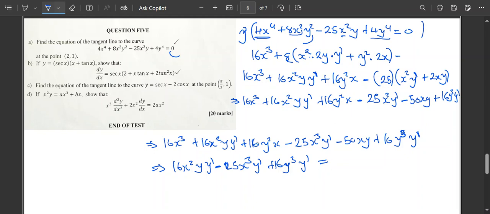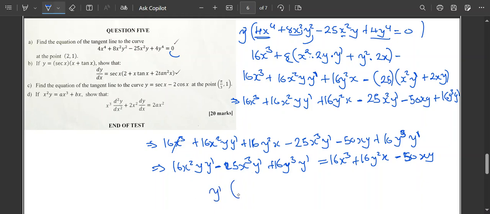So these ones without prime, I'll move them. So here I have 16 x to the power 3, which is there. Then where else do I have? Here I don't have y prime. So I'll write again plus 16 y squared x. Then here again, it's here where I don't have the prime. So that will be minus 50 xy. Okay, so now what I'm going to do, I'll factor out what is common.